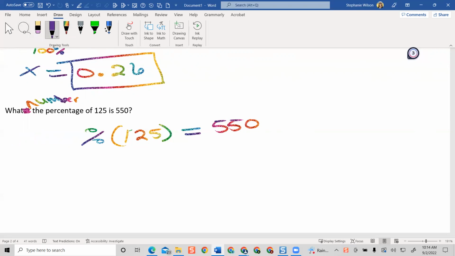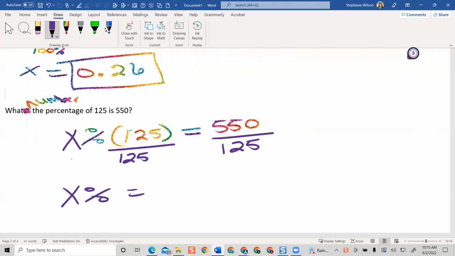So I'm going to let X be my variable here. X is going to be the what percentage. So in order to solve for this, I need to divide by that 125 because that coefficient needs to be a positive 1 on X. So now I get X percent of, I have that 550 divided by 125 gives me 4.4, but I need it in percent. So my next step will be multiply it by 100% or use the shortcut and move the decimal to the right 2 places. So it gives me 440%.